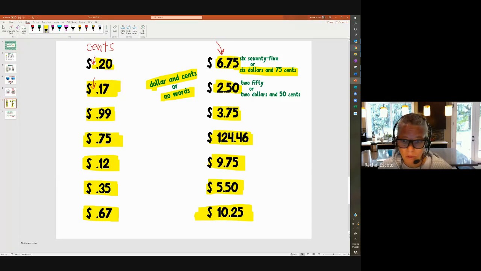$10.25. Okay, so the only way for you to do this is practice. It's hard for me to give you exercises that ask you to say or write the money. I know you all know how to use money, but this is just some practice in how to say it correctly and how to understand the questions that people ask you. Okay, so that's your big lesson on money.